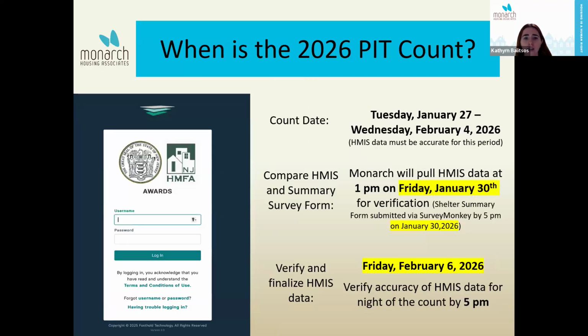Okay, so this is again a little bit of a repeat. The count will be taking place from January 27th through February 4th, asking where someone was staying on the night of January 27th. Monarch will be pulling the data on January 30th. We need to have the shelter summary forms by 5 p.m. on the 30th. We'll be verifying and finalizing the HMIS data on February 6th.